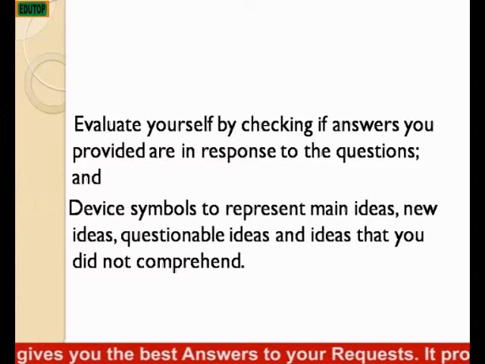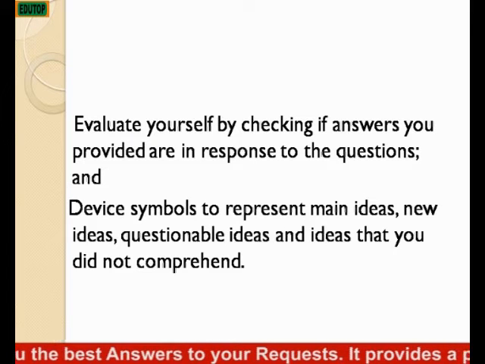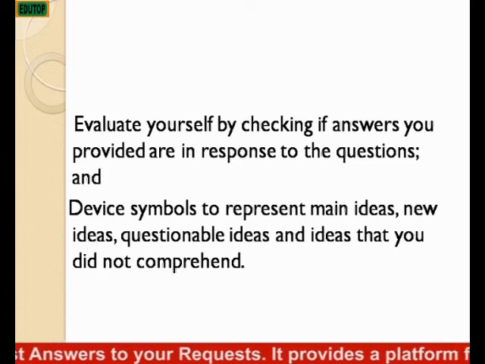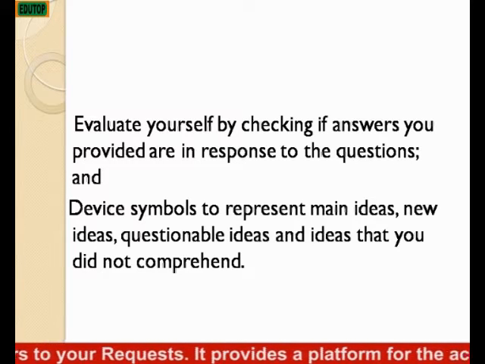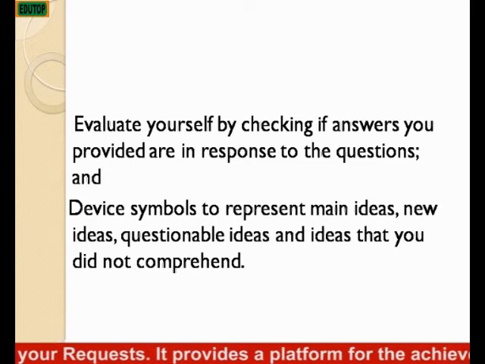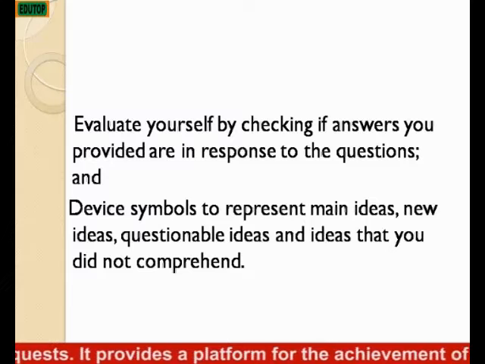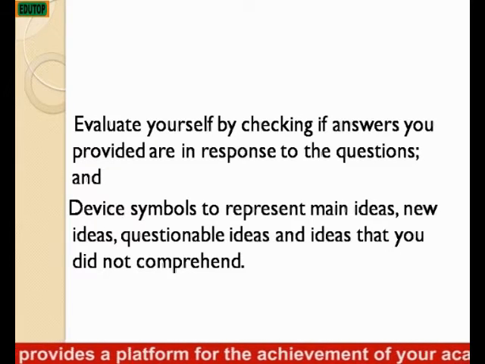And lastly, you devise symbols to represent main ideas, new ideas, questionable ideas, and ideas that you did not comprehend. So the new ideas, the questionable ones, the ideas that you did not comprehend are the ones you are going to symbolize. You use symbols to note them so that when next you are reading again, you'll be able to solve the problem relating to each of them.